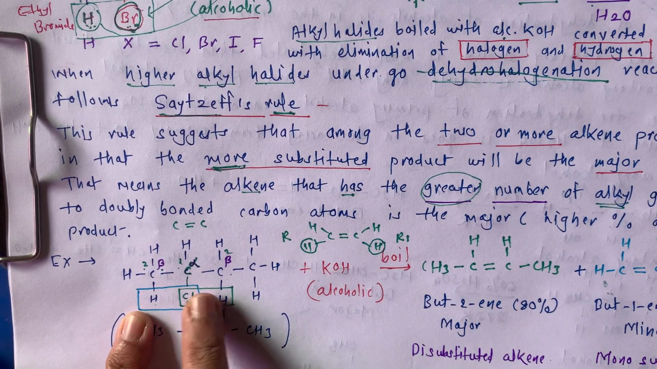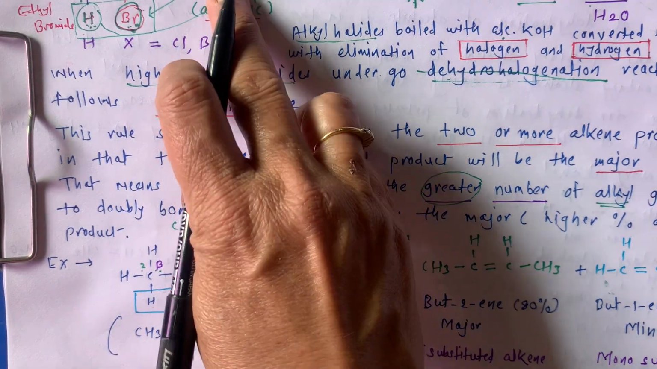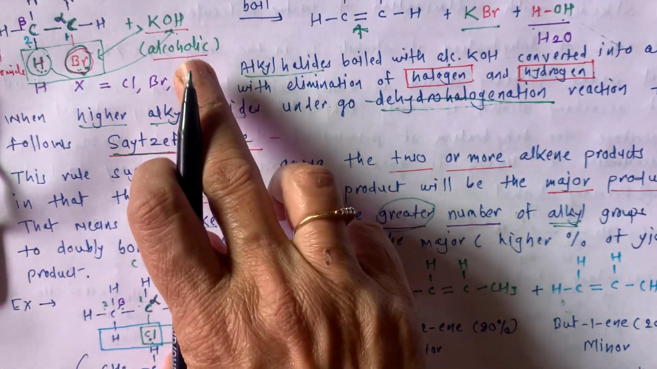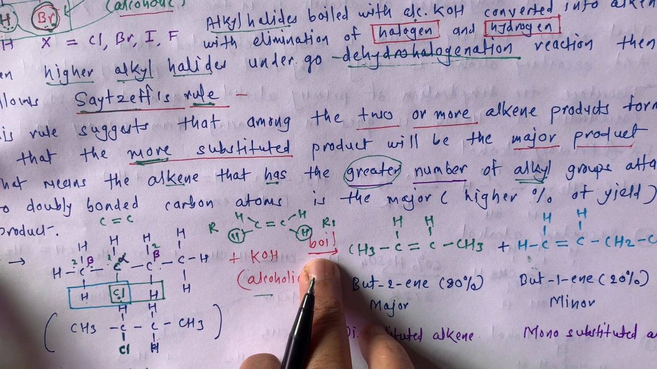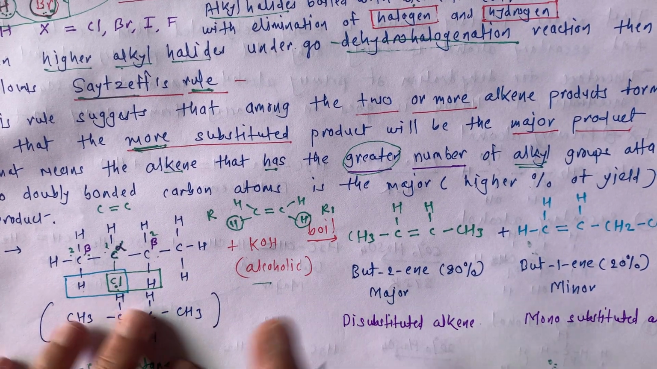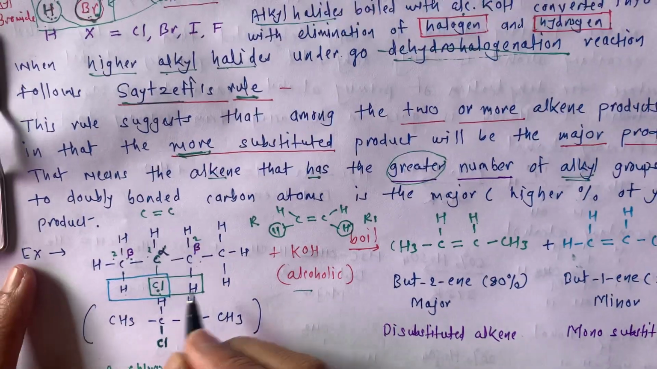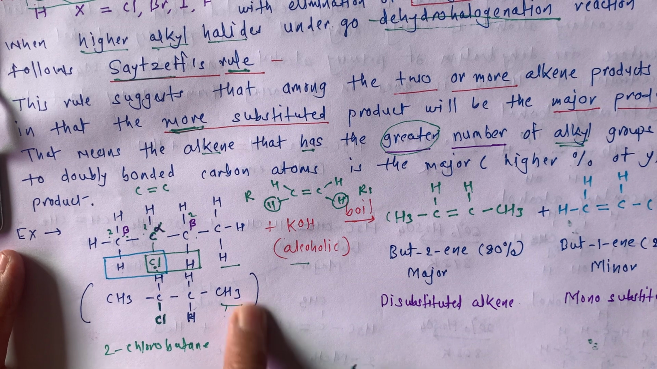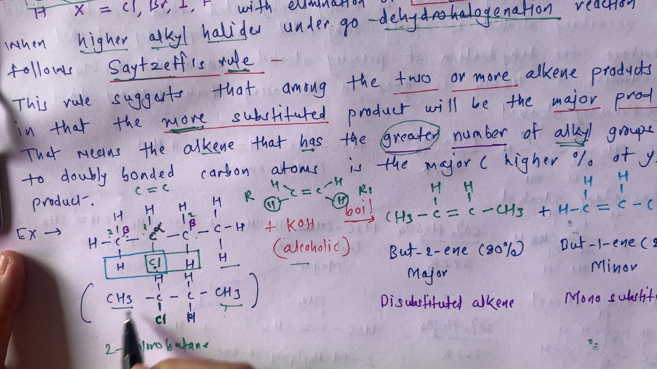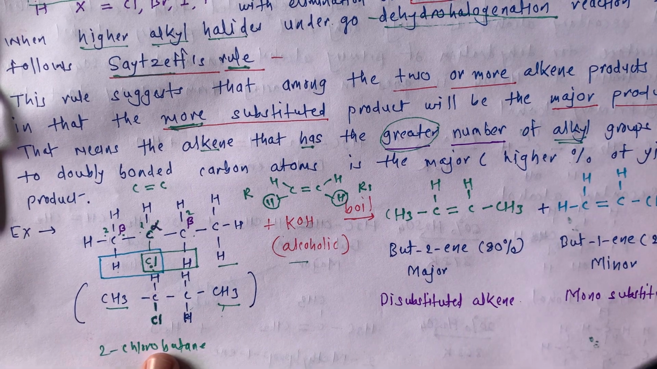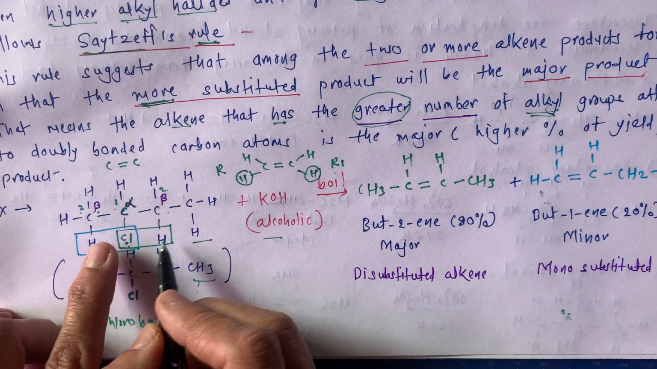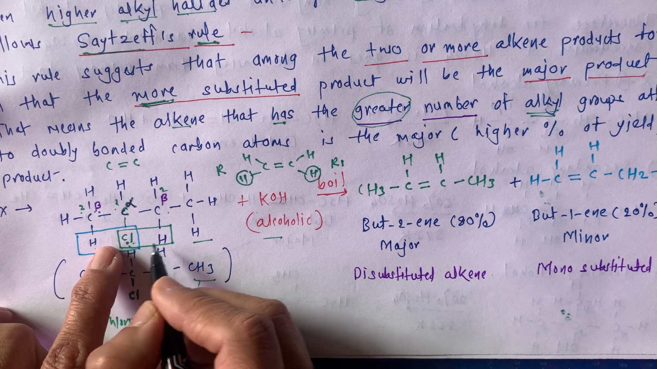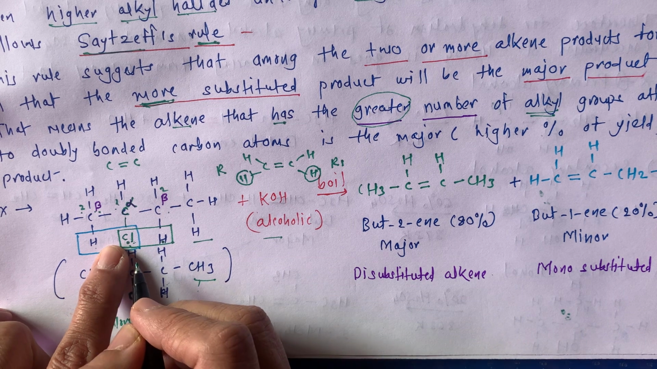So now see here, again we are going to use the same reagent, alcoholic KOH. We are going to add this and boil. See now what is going to happen. Here, this is CH3, so we can write it like this. So now, if you eliminate this chlorine and hydrogen, what will be the product?